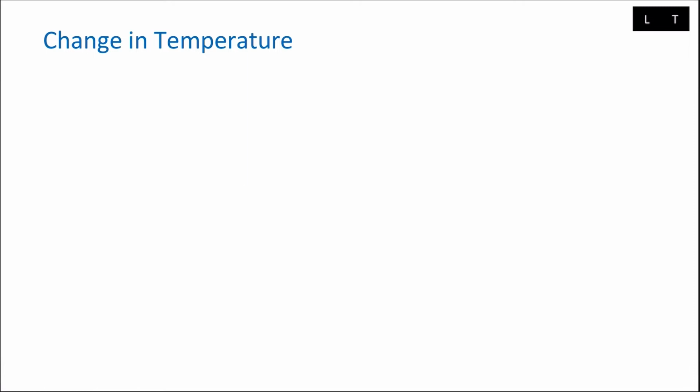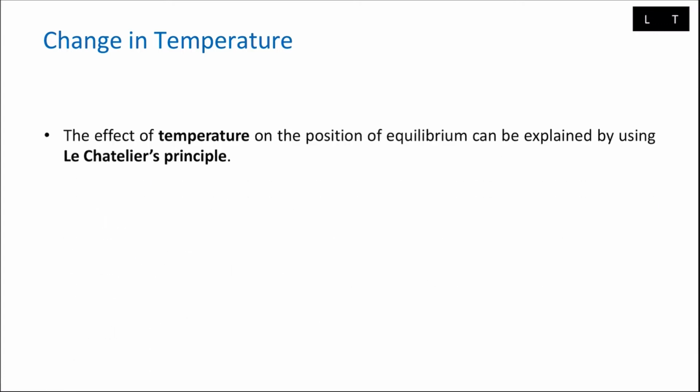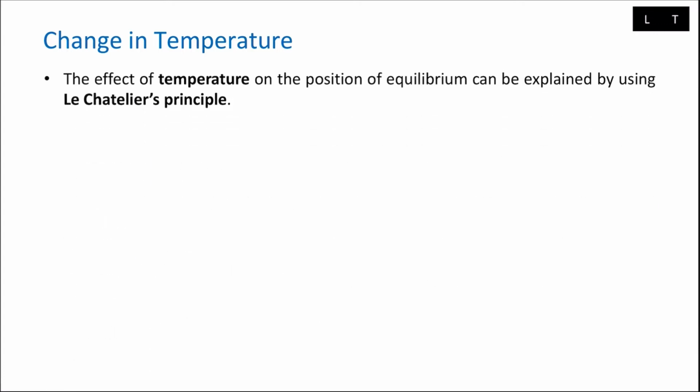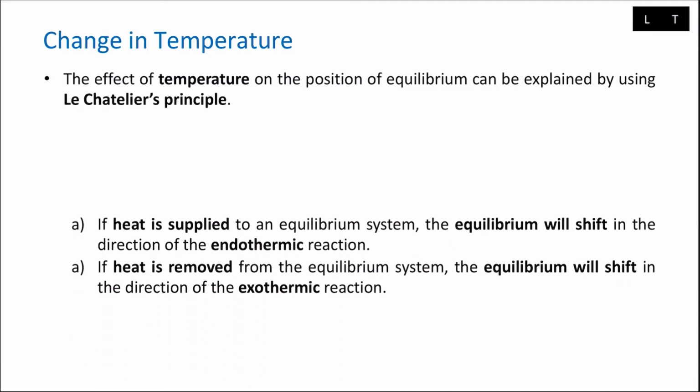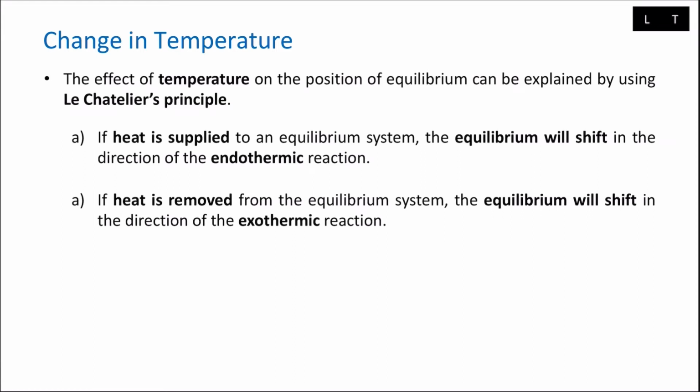Now, we want to discuss about change in temperature. Macam mana dia boleh affect the equilibrium. So, the effect of temperature on the position of equilibrium akan terjadi dalam dua bentuk. Sekiranya awak supply the heat, di mana awak increase the temperature, so what will happen? Equilibrium akan shift to the direction of endothermic reaction. So endothermic maksudnya dia akan ada absorption of energy. So ini akan jadi endo.